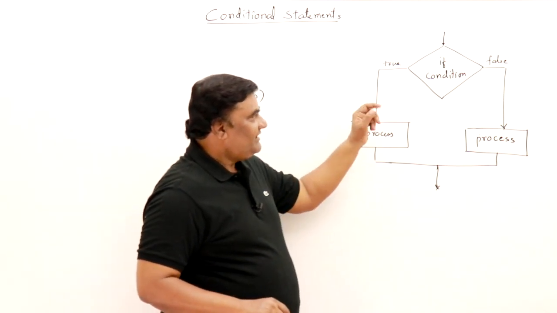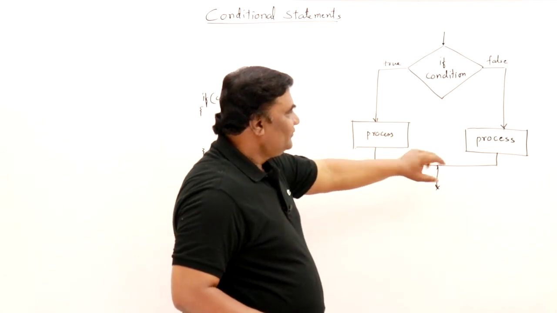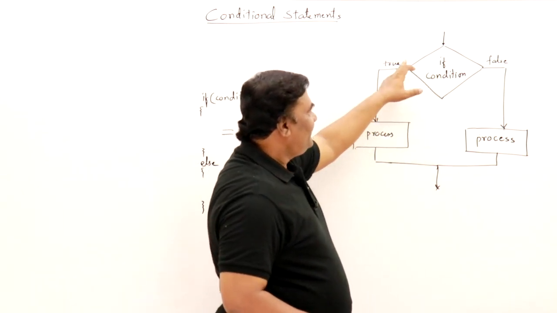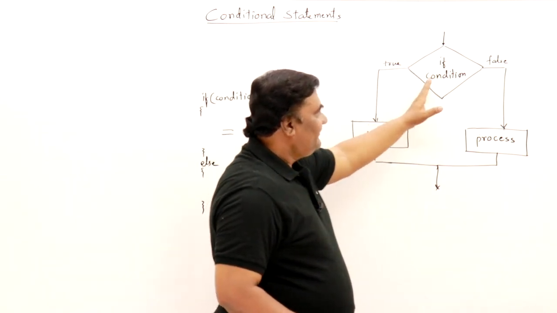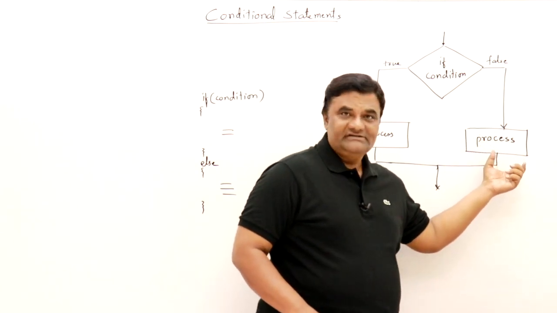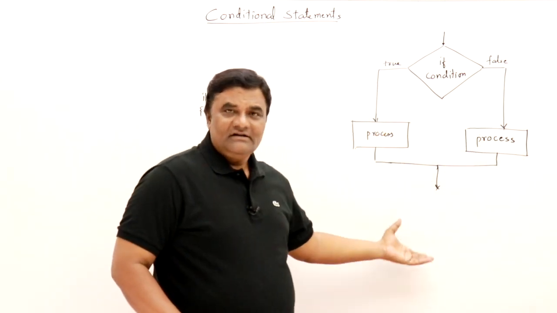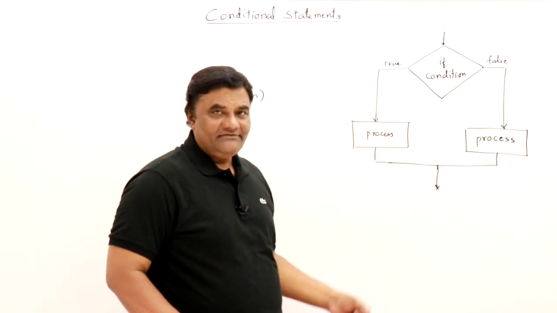So here I have a diagram to show you. It's a part of a flow chart. If condition, if it is true, then do this. If the condition is false, then do this. Then the rest of them are common, continued after that one.